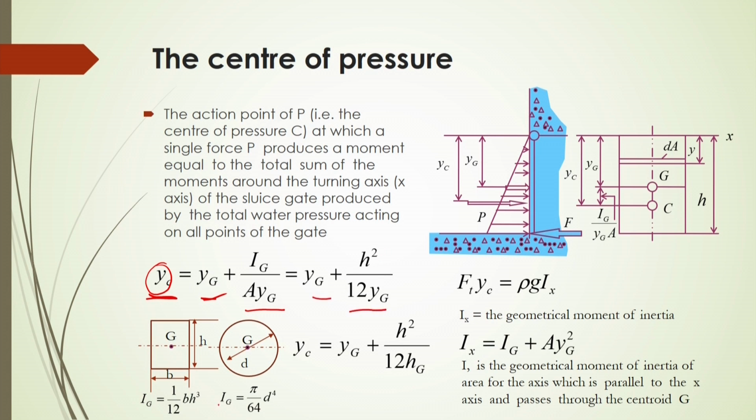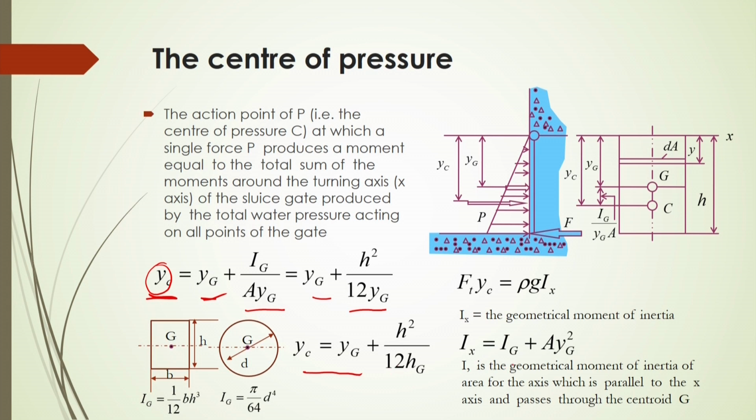This Ig, if there is a rectangular shape, will be equal to 1 by 12 b h cube, and for a circular shape Ig will equal pi by 64 d to the power 4. So in this case, if you substitute for the rectangular shape gate, you can calculate yc, the center of the force.